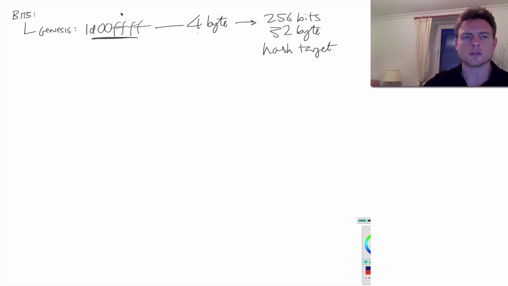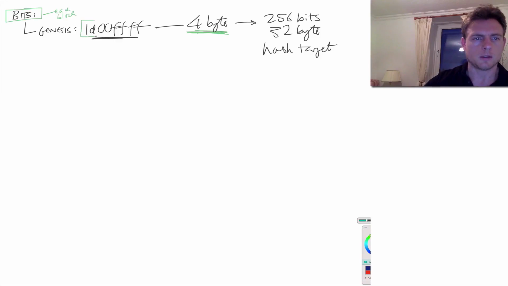But the way it works is, obviously you need to think about how to expand this number out into binary. I'm going to take a different color here. These 4 bytes here, right, which is our bits value in each block. We have 1 byte here, and then 2, 3. So 4 bytes. Each hexadecimal digit is obviously 4 bits. So 2 hexadecimal digits makes 1 byte.